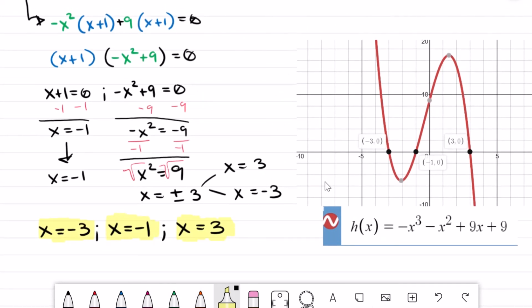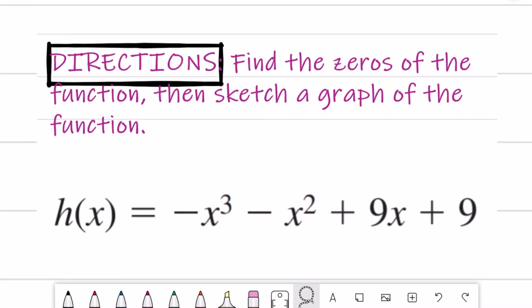All right, guys, so now that we're back and we have our graph off Desmos and we have our original polynomial before it was factored, we can compare where this graph crosses the x-axis with our zeros, or the solutions that we found. And as you guys can see, our first solution is negative 3, our second solution is negative 1, and our third solution is 3.